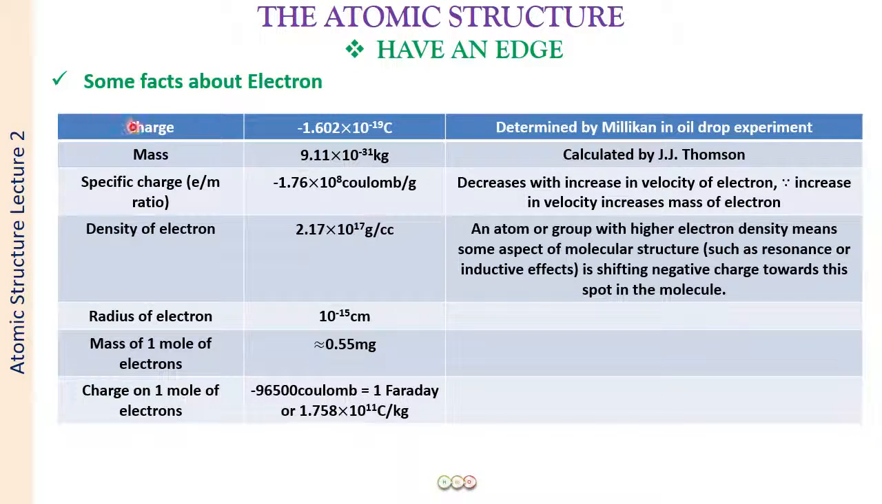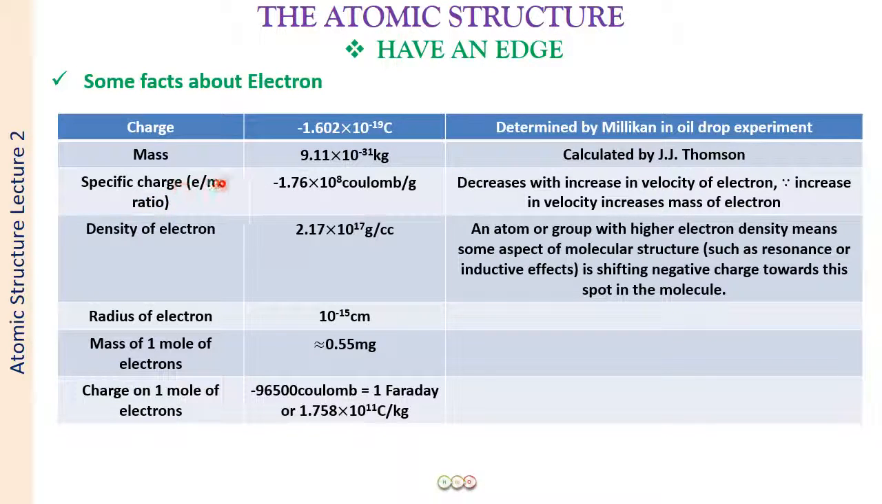So now let us quickly recap some important facts about the electron. First we have the charge. This is minus 1.602 into 10 power minus 19 coulomb, and this was determined by Millikan in the oil drop experiment. Then the mass of the electron is 9.11 into 10 power minus 31 kg. This was calculated by J.J. Thomson using the e by m ratio and the charge calculated by Millikan in the oil drop experiment.